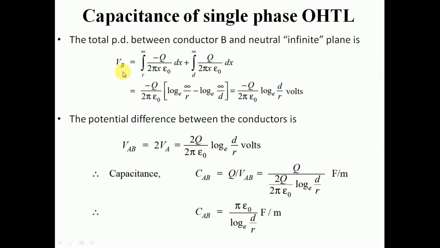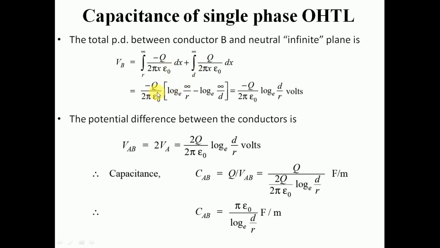Similarly, we can find the potential at point B, or the potential difference between conductor B and the infinite neutral plane. In conductor B, there exists a potential due to its own charge and the potential due to the charge which is flowing through conductor A.